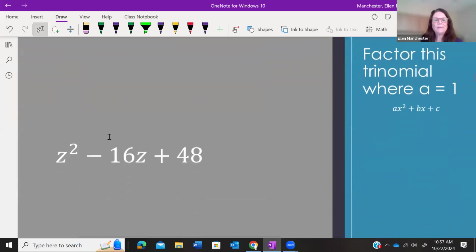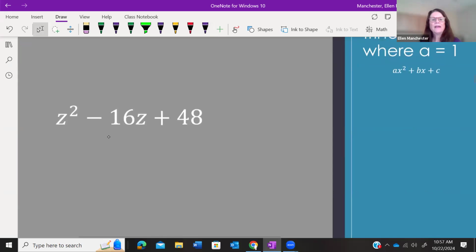All right, so let's try it again. And again, the only way you're going to get good at this is if you do them over and over and over again. What it does is it gives you a number sense. It gives you a sense of, okay, I know what these numbers are. So what are the factors of 48 that when I add, I get -16? It really forces you to know your positive and negative rules.